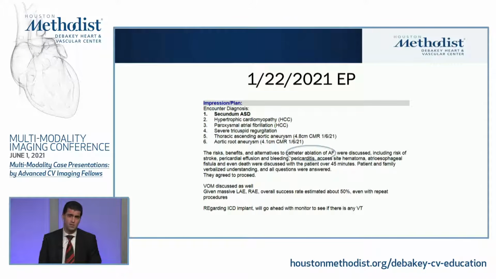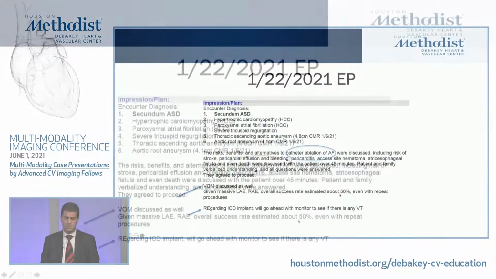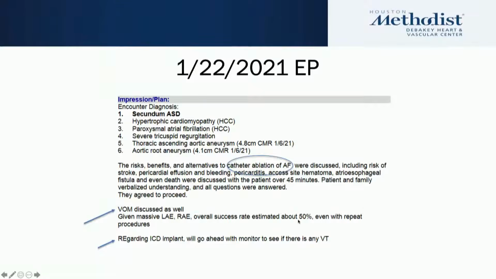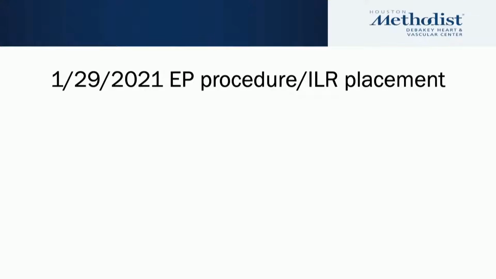He does see the electrophysiology team. They discuss with him the AFib ablation, including the vein of Marshall ablation. If I have time, I'll discuss it later. And basically, they also discuss the ICD with him, and they tell him that they need to see what the monitor will show. Now, if you notice, he was given a 50% chance of success, and rightfully so. His LA is severely enlarged. At this point, we will talk about it, but the diastolic dysfunction is very important in this patient.